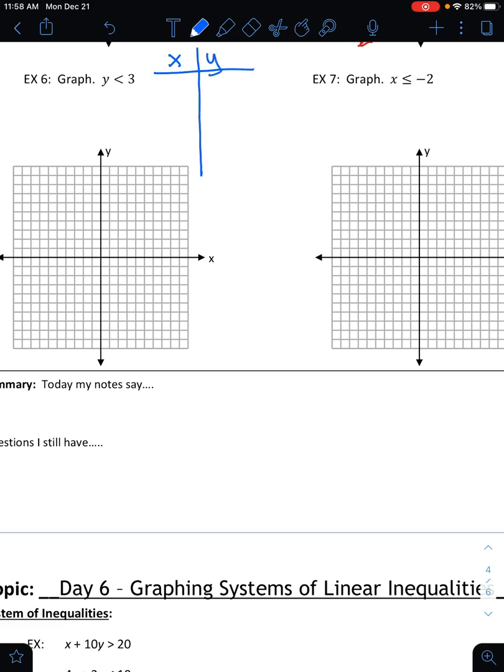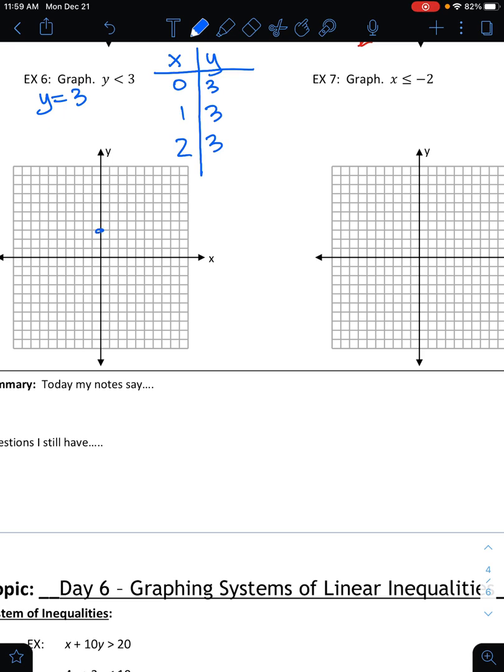I want to make a table of values, and for a minute, let's just turn it back into y equals 3. So if y equals 3, y is always equal to 3 no matter what x is. So I'm going to put 3 ordered pairs in where my y's are 3. It doesn't matter what x is, it never changes the value of y. Okay, now we can plot that.